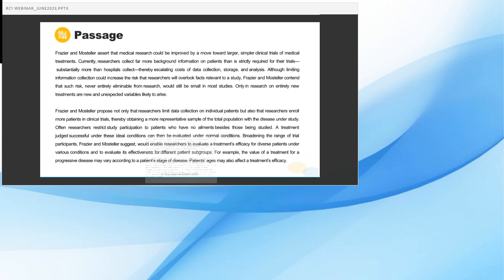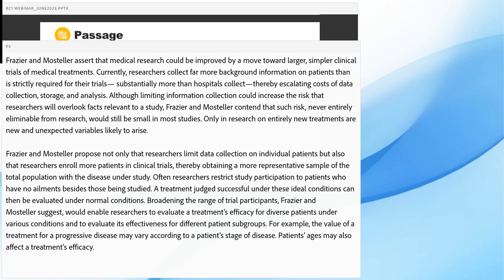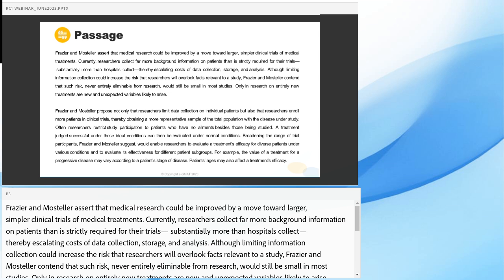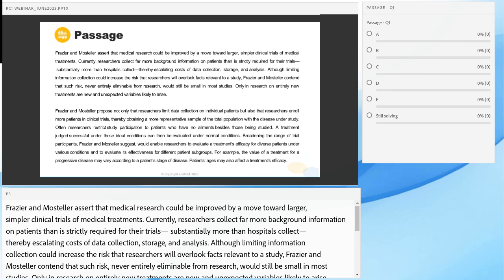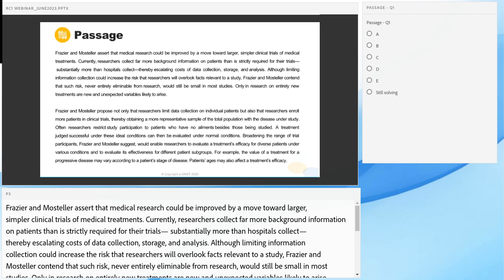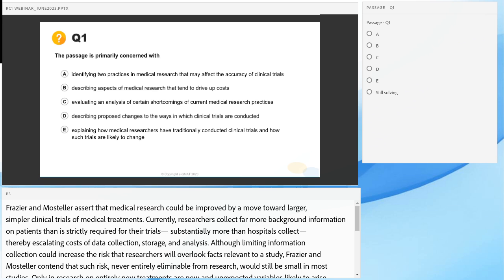Okay, so I'm going to reduce the size of the passage. It's still scrollable, so you should be able to get to any detail that you have. On the right hand side, I will have poll questions, and in the middle, you will have your passage. I want you to select still solving. I want about 30 of you to select still solving before I show the first question. Okay, I'm going to remove still solving, and here is your first question.